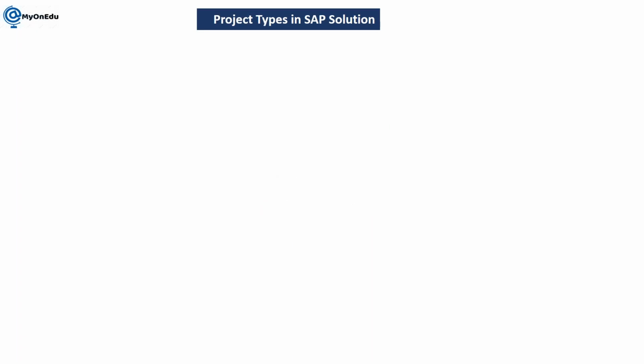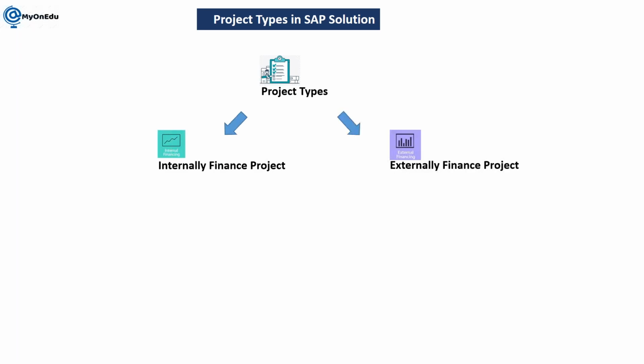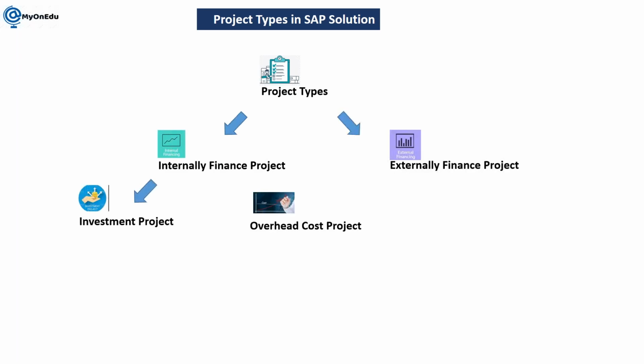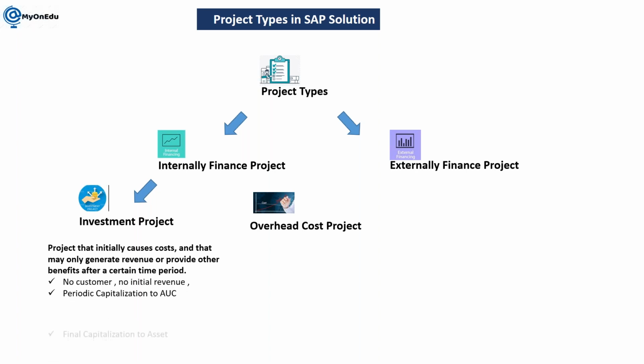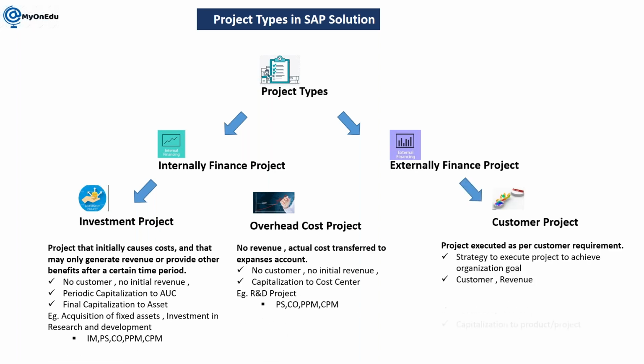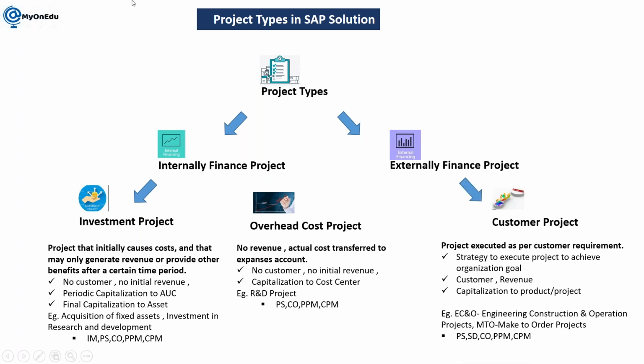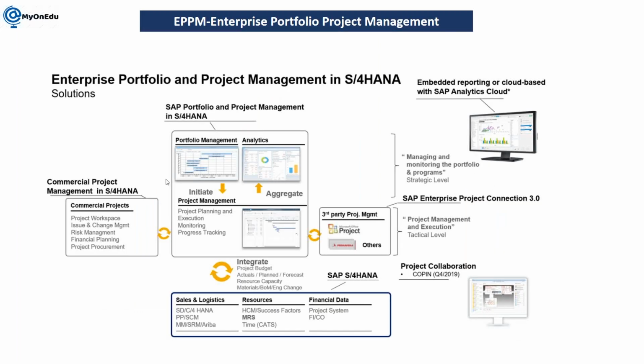Next, we have already gone through the concept of project type in SAP Project System. We have internally financed and externally financed projects. So if we consider the complete picture here, we have investment projects, overhead cost projects, and customer projects. This is a complete enterprise portfolio project management in S/4HANA.